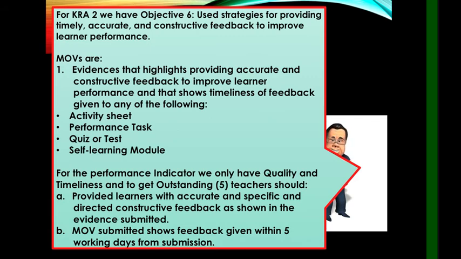So the MOVs that are needed for this objective number 6 are the following: evidences that highlight providing accurate and constructive feedback to improve learner performance, and that show timeliness of feedback given to any of the following. So there should be a feedback. Okay, activity sheet, performance task, quiz or test, self-learning module. So the feedback can be through chat, okay, or you just wrote the feedback in the test paper or activity sheets of the students and return them immediately. Then that's a feedback. Okay, that is suited in objective number 6.